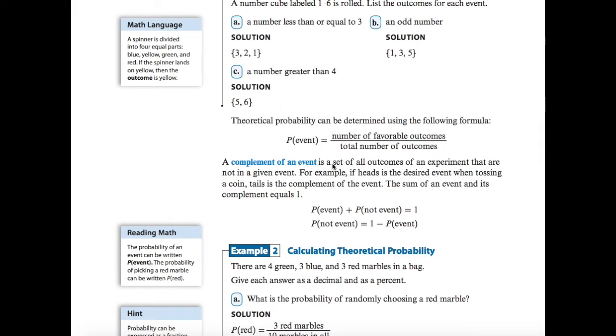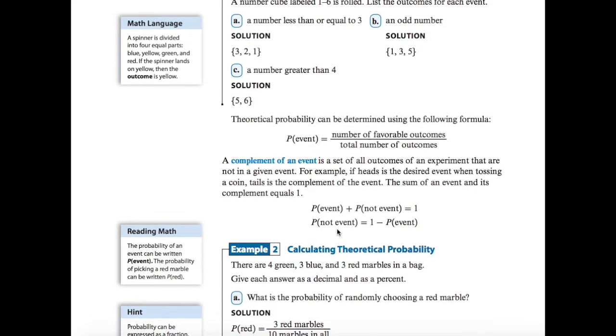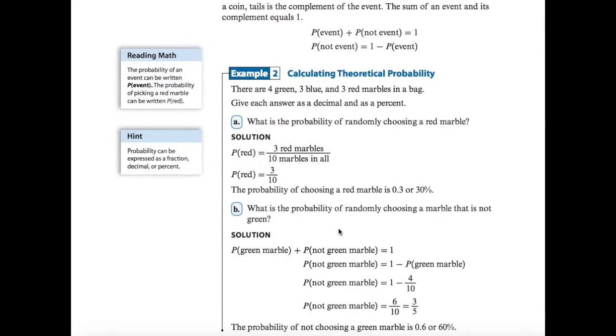So a complement of an event is the set of all outcomes in an experiment that are not in a given event. For example, if heads is the desired event when tossing a coin, tails is the complement of that event. If you would add those probabilities together, the sum of those probabilities should always equal 1. And because addition and subtraction are inverses of each other, you can actually find probability by using subtraction of 1 or 100% minus the probability of one of those events to find what is the opposite of that probability. Here's how we go about doing that when we're calculating theoretical probability.